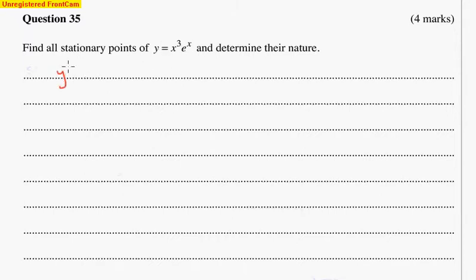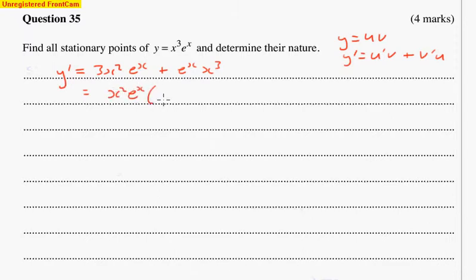So the derivative is equal to, I'm going to use the product rule. If y equals uv, u and v both being functions, then the derivative is equal to the derivative of the first times the second plus the derivative of the second times the first. So here we go. The derivative of x cubed is 3x squared times the second, plus the derivative of the second, which is e to the x, times the first. And I will factorise that. Take out x squared e to the x common, and I'm left with 3 plus x.